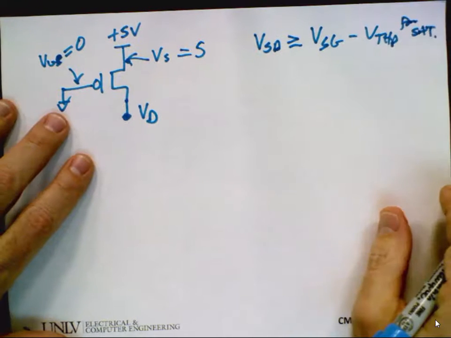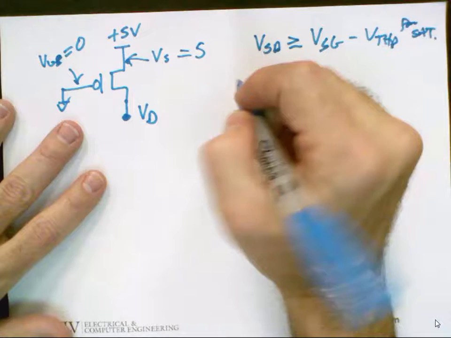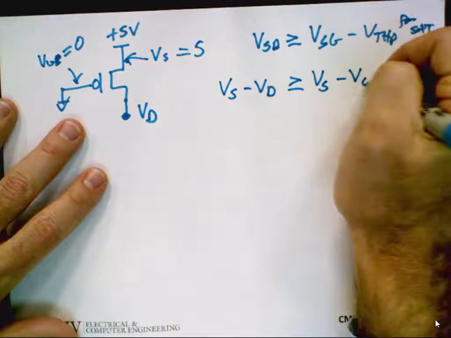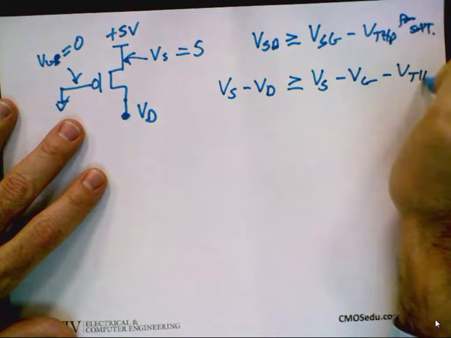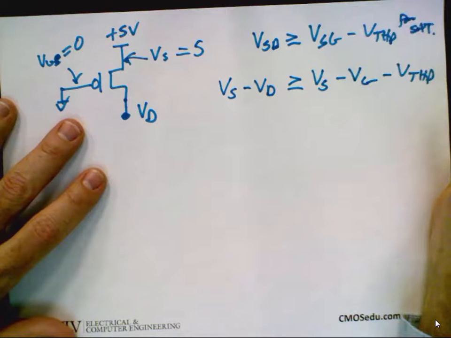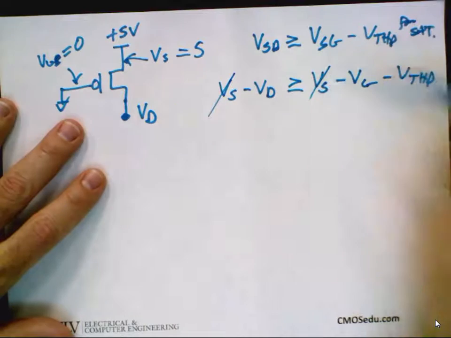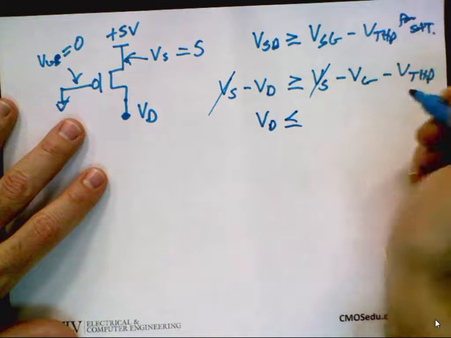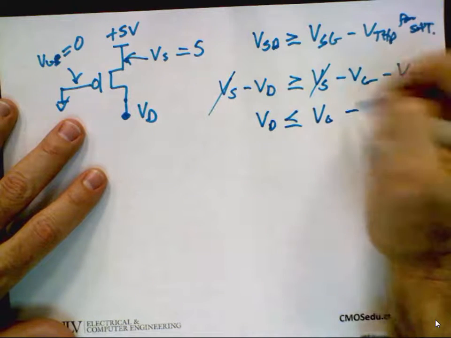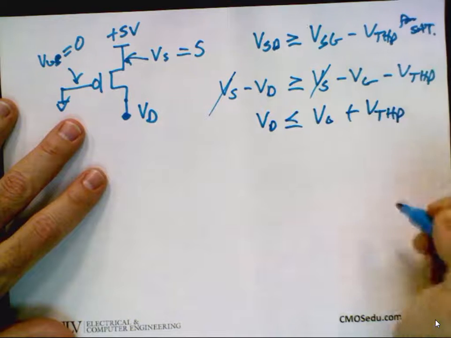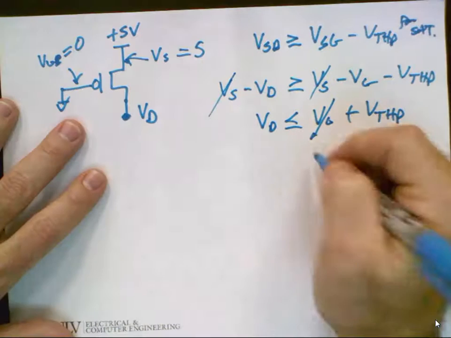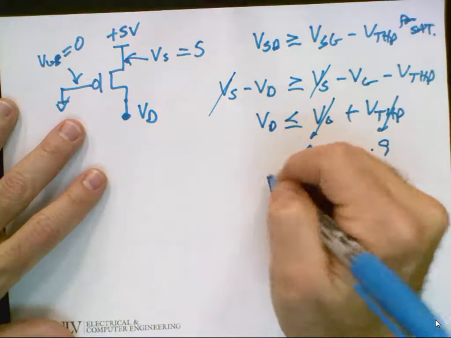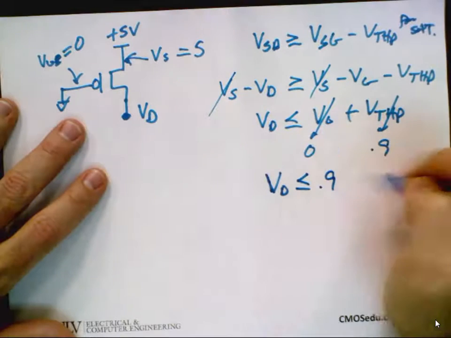Looking good? Let's write it out because we're learning. So that's V source minus V drain greater than or equal to V source minus V gate minus V threshold P. All right, so then the V sources cancel. I multiply both sides times minus 1 and I get V drain has to be less than or equal to V gate plus V threshold P. But V gate is what? 0, and V threshold P is 0.9. So V drain has to be less than or equal to 0.9 for saturation.